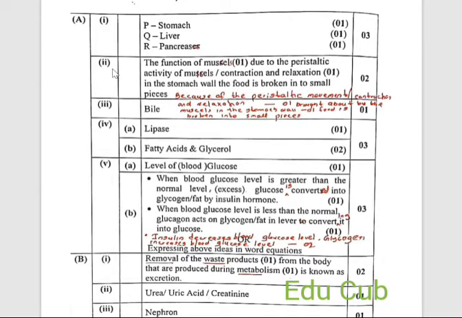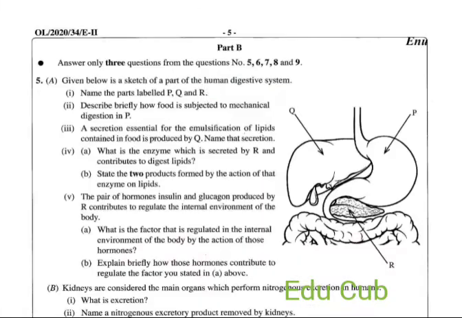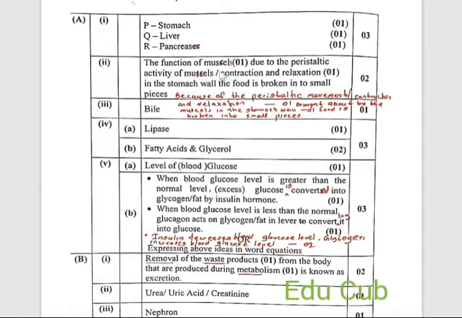In the second question, they are asking to briefly describe how food is subjected to mechanical digestion in P. So they have given the answer: the function of muscles due to peristalsis, the contraction and relaxation of muscles in the stomach wall, while the food is broken into small pieces. So this is the mechanical digestion.